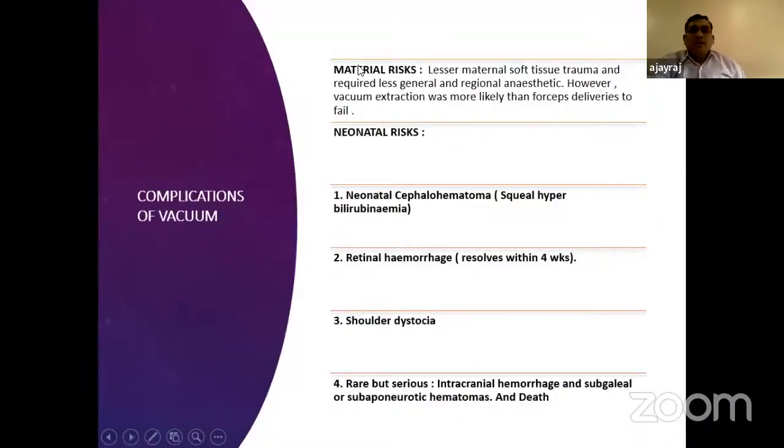Complications. Maternal risk: lesser maternal soft tissue trauma than forceps delivery, less general and regional anesthesia. However, vacuum extraction was more likely than forceps delivery to fail. So if vacuum fails and forceps doesn't, then forceps delivery. Neonatal: cephalohematoma, which may turn into hyperbilirubinemia; retinal hemorrhage, which usually resolves within 4 weeks; shoulder dystocia; rare but serious intracranial hemorrhage and subgaleal or subaponeurotic hematoma; and death.